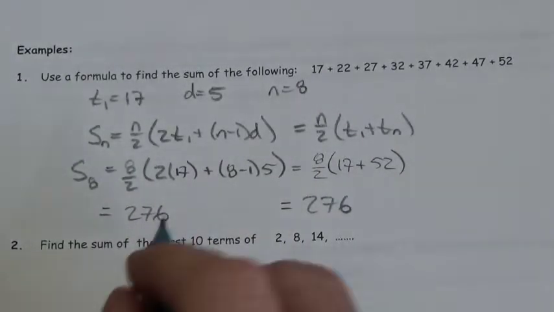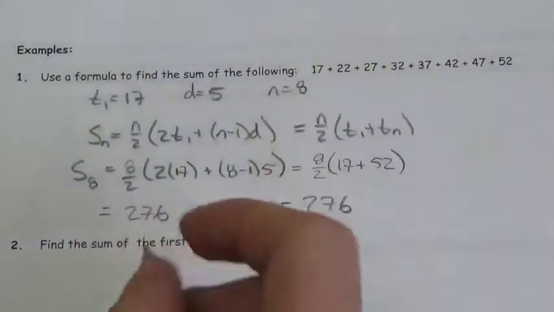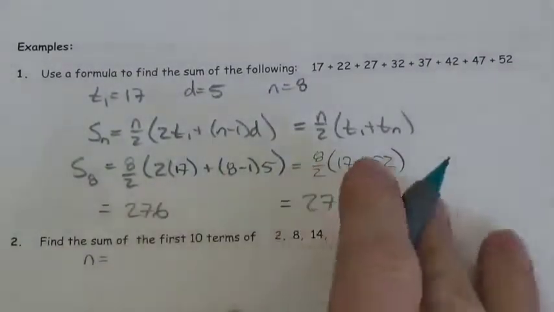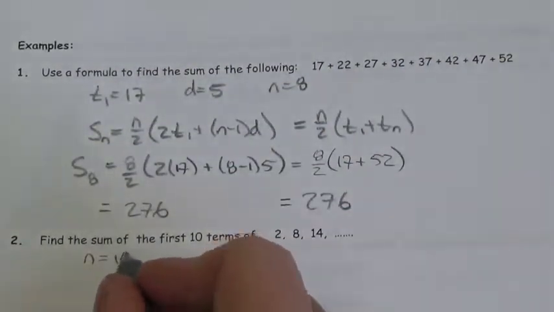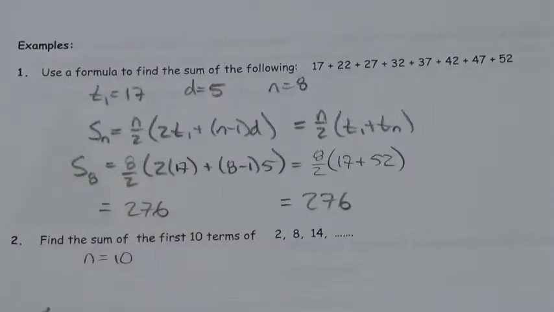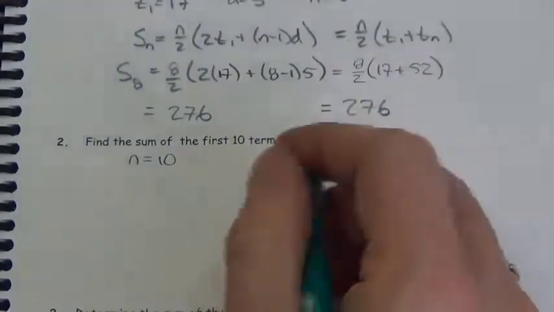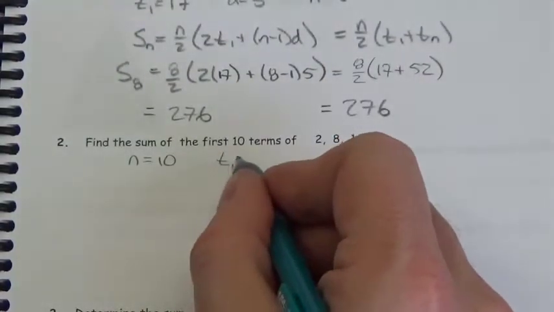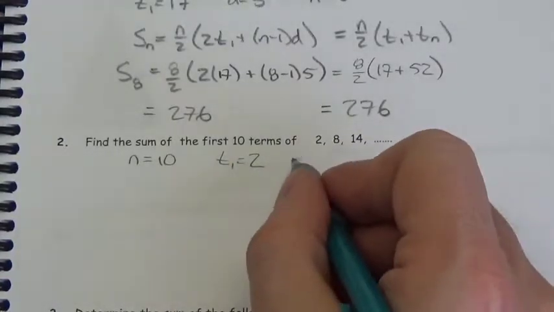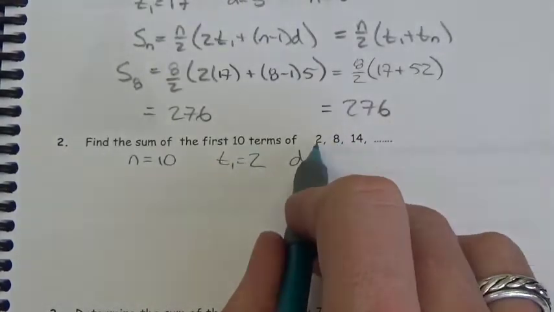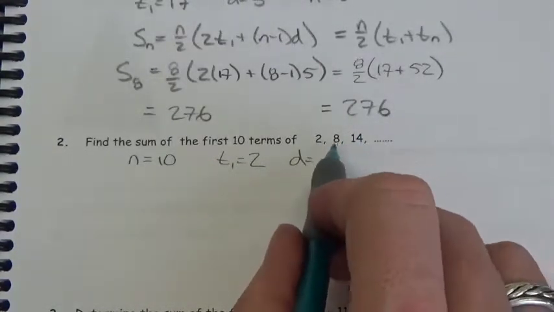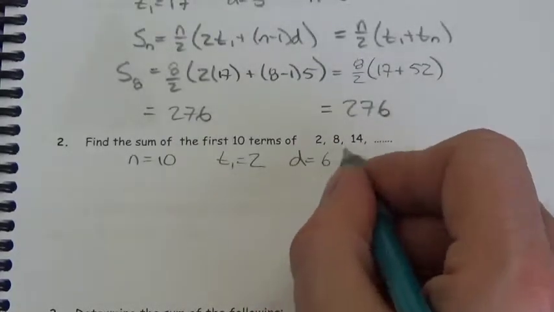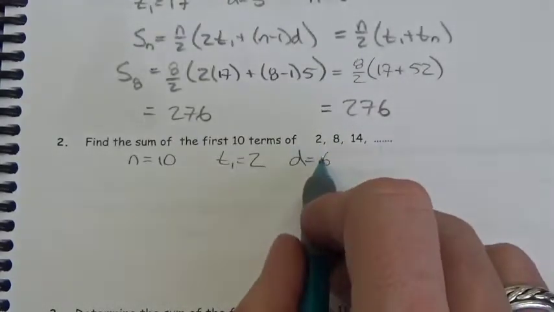So let's just keep going, and we'll take a look at some different ways these questions can get asked. Find the sum of the first 10 terms. Right away, even without looking at the sequence, I know that I'm looking for 10 terms. I can see from my sequence that the first term is equal to 2. Just by subtracting a couple of times, 8 minus 2 is 6, 14 minus 8 is also 6. Therefore, my common difference is 6. Good to go.